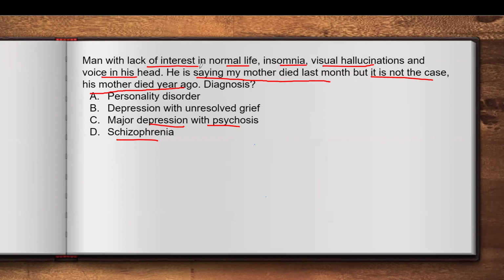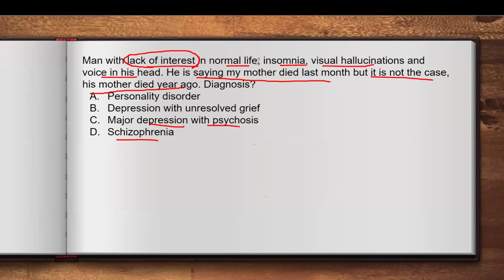So the key feature from this case is this lack of interest, also called anhedonia. And in order to diagnose depression or MDD, one symptom must be either low mood or lack of interest. One of them must be present in order to diagnose MDD. Lack of interest or anhedonia is a very important symptom of depression. You cannot just ignore it.